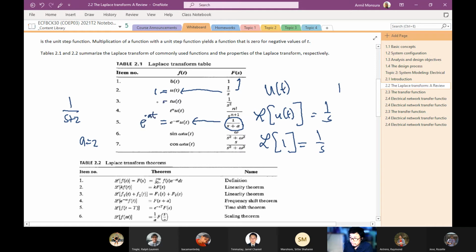Okay, in fact, pwede itong t lang. Ito, t raised to n. Ito, sin omega t. Ito, cosine omega t. Pwede namang isort na ganyan na lang, wala na yung u of t. So, therefore, in this case, ito yung nahanap ko, e raised to negative at. But in this case, a equals 2. So therefore, yung inverse nito is simply e raised to negative 2t.